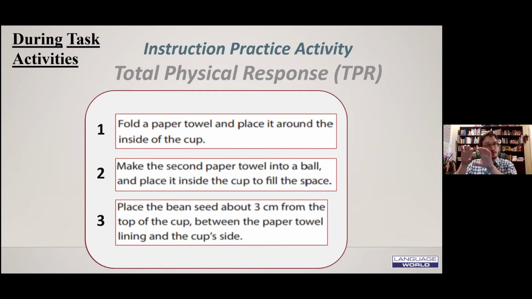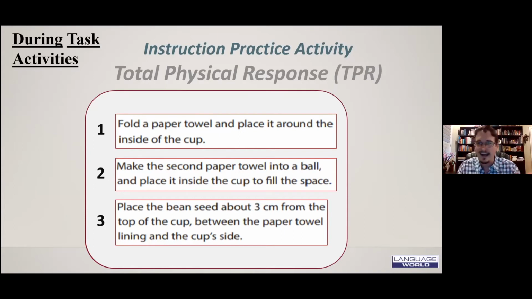Now maybe a lot of kids have no idea what that means. If you include the picture, that can help them too. But what you want to do is, as they've read it more, can they create a gesture to show it? Can they show what it means? So for number 1, fold the paper towel and place it around the inside of the cup.